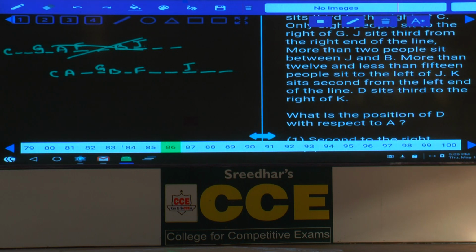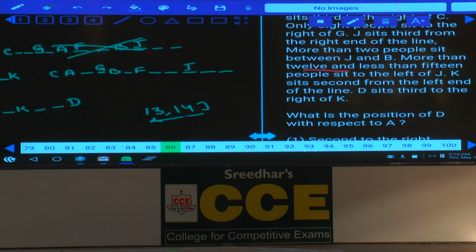And next information, more than 12 and less than 15 people sit to the left of J. The number could be either 13 or 14. Either 13 persons to the left of J or 14 persons to the left of J. And K sits second from the left end of the line. As K is seated second from the left end of the line, then D sits third to the right of K. K can be like this. And this is the information we have.